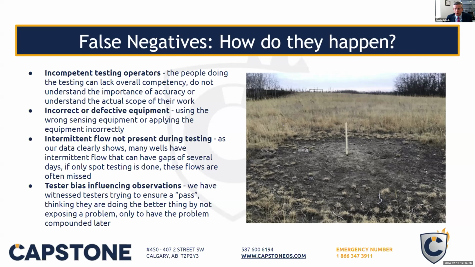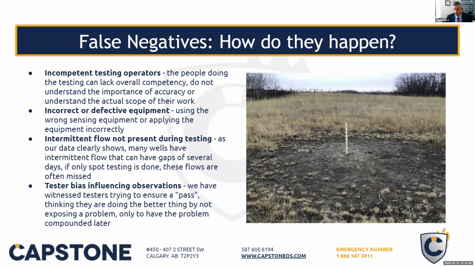The next one is intermittent flow that's not present during testing. This is a common problem. Our wells will breathe and fluctuate. I can show you data after data after data of wells that will breathe and fluctuate by ambient temperature and atmospheric pressure. So depending on the actual atmospheric conditions of the day that you're doing the test may impact whether or not your test passes or fails.